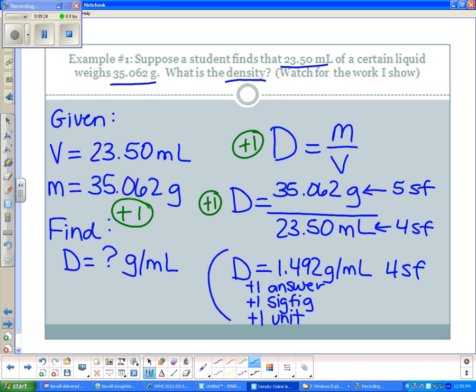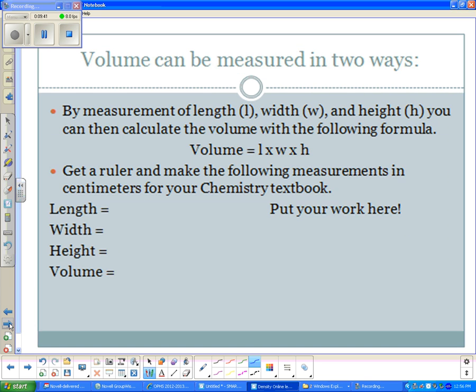So this is our basic density problem that we're going to work. Now I'm going to show you some other things we can do with density. We can use it not only to solve for the D, but we can also solve for the M and for the V as well. We will look at that in a little bit. First, let's tackle a little bit with volume. The volume can be measured in 2 ways, and we've talked about one of these a little bit before.